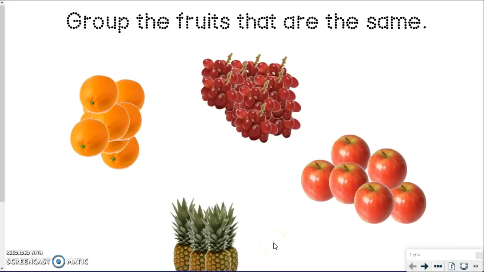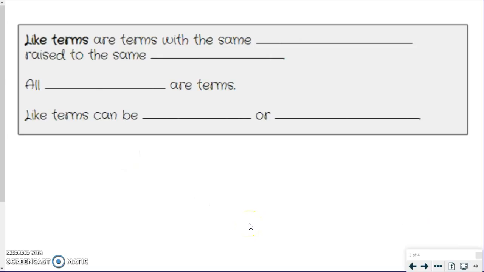So you might be asking me, why are we organizing fruit? Well, let's think about this with our terms, right? We talked about terms back when we were looking at parts of an expression, and so terms are separated by addition and subtraction signs. So now we're going to talk about like terms. Like terms are terms that have the same variable or variables, there might be more than one, raised to the same power. Okay, you'll see what I mean in a second. And so all constants are also terms. So notice constants, remember, those are the numbers that stand by themselves. They do not have a variable with them, but those are also terms. Remember, we talked about that before.